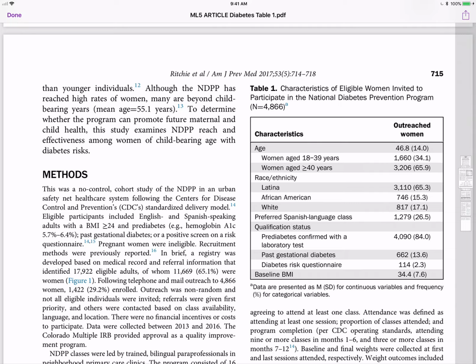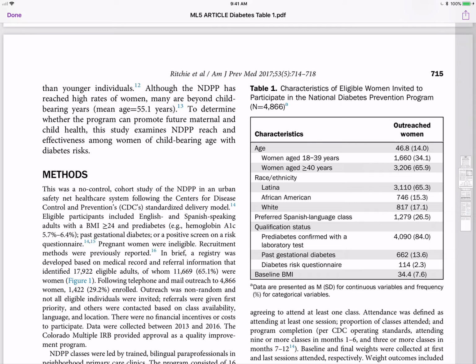Even though it's a 0, they still include the decimal place. And for baseline BMI, 34.4 as the mean BMI and 7.6 as the standard deviation for that. And so typically, when we measure things like age, we'll include one more decimal place than the level of measurement. So if they measured age in years, then we'll go one more decimal place.